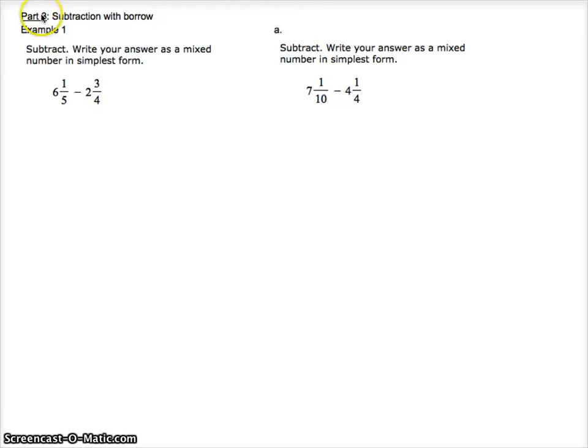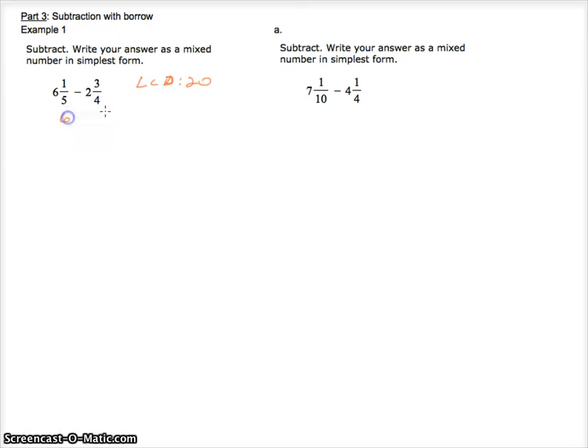Welcome to part 3 of adding and subtracting mixed numbers. Here we're going to focus on subtraction with borrow. So we're going to actually borrow from our whole number to do our subtraction. The first thing we need to do is, like normal, find our LCD. The LCD of 5 and 4 is going to be 20.